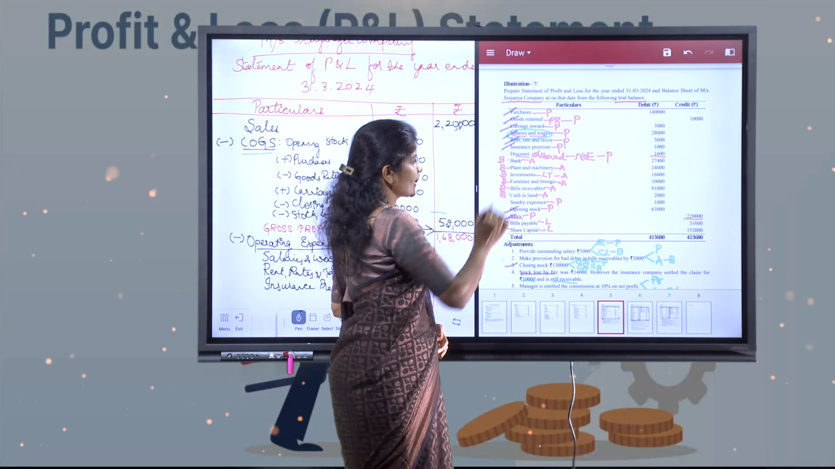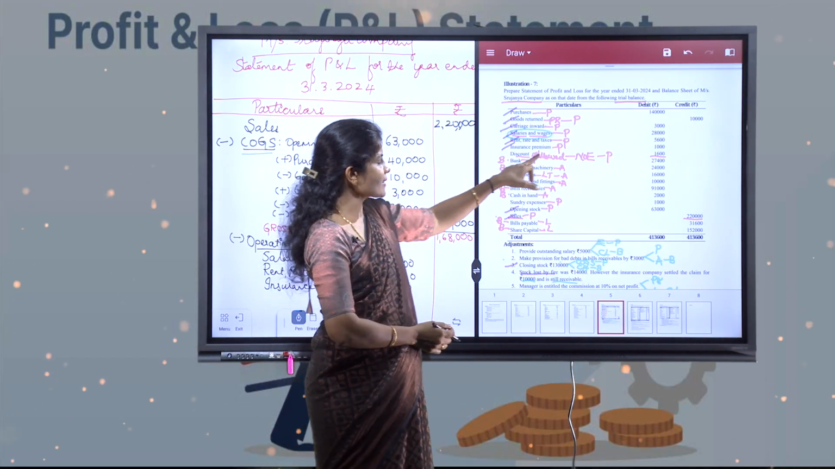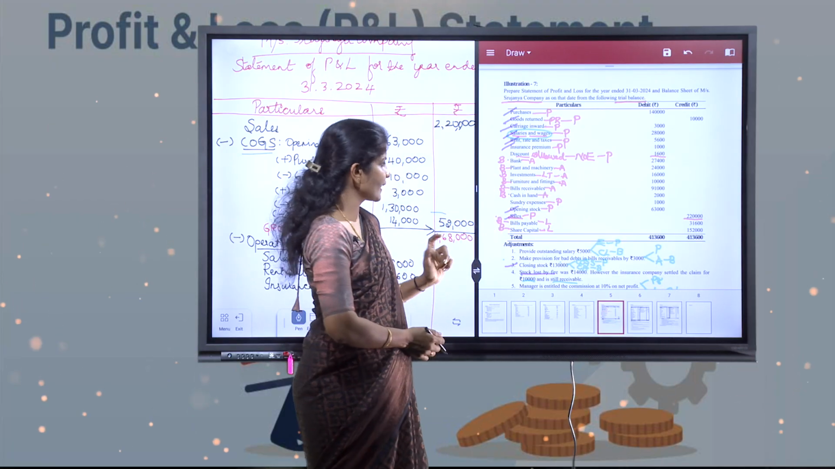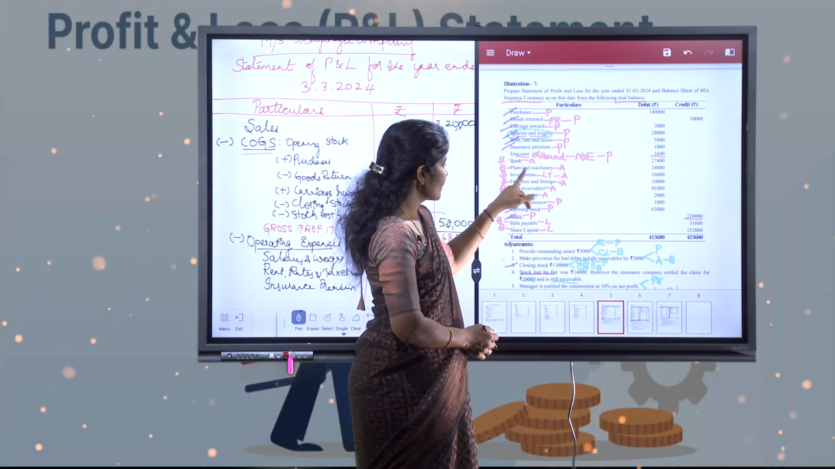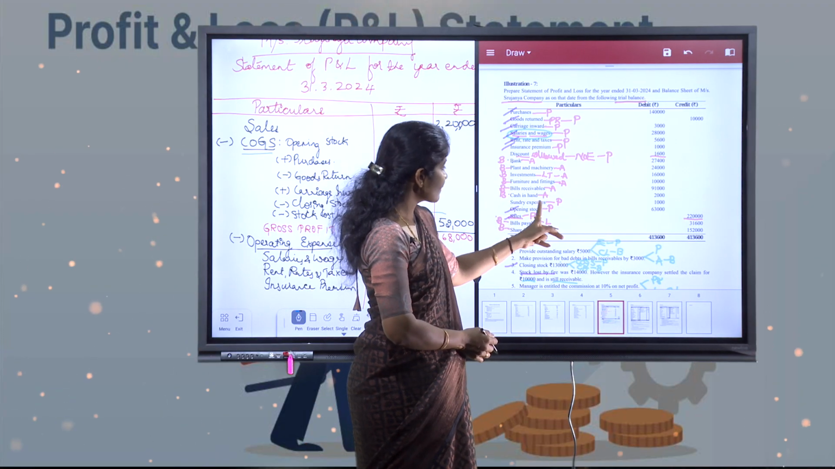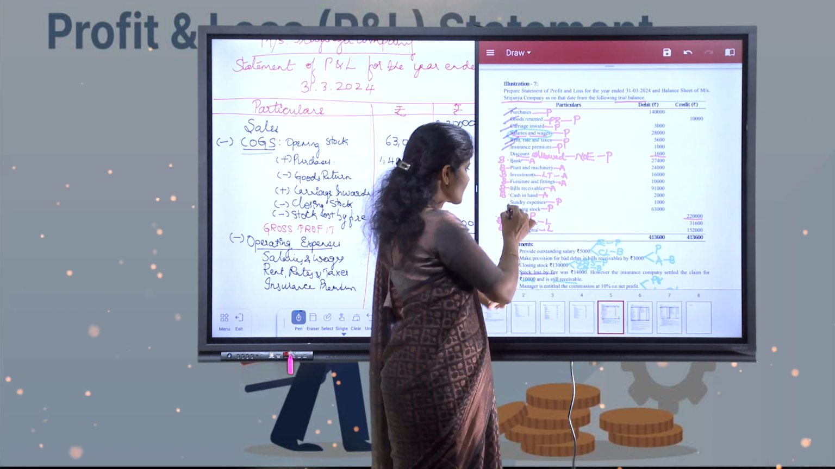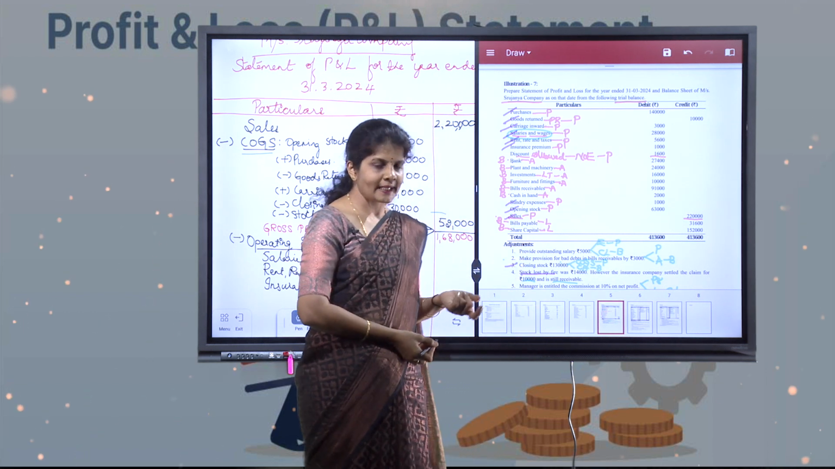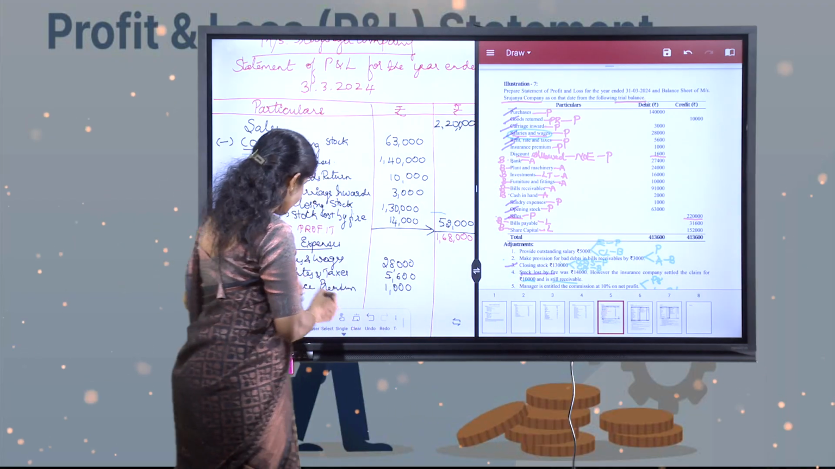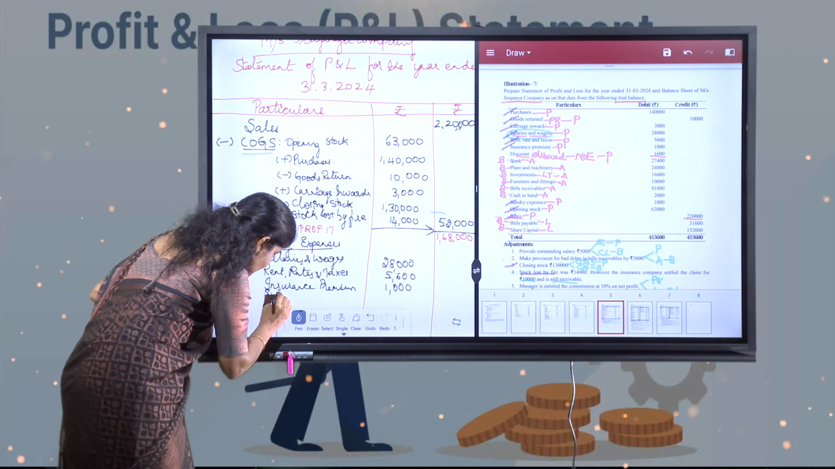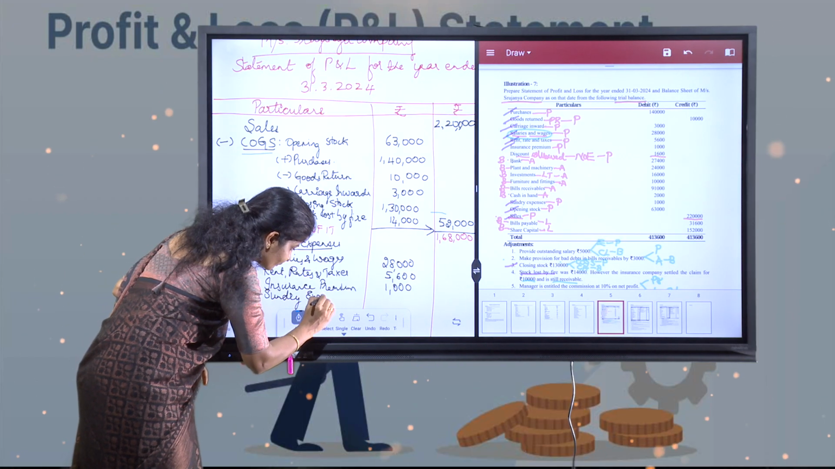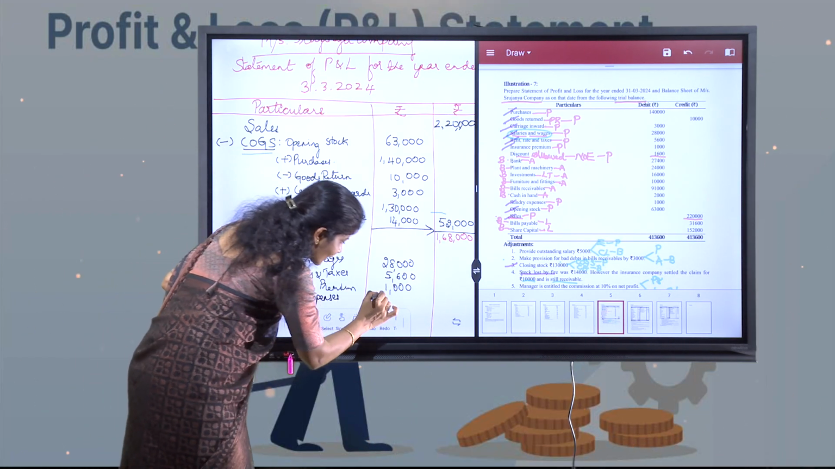Insurance premium 1,000. So discount, as I said, let us take this as a non-operating expense, not under operating expenses. Bank is an asset, plant and machinery, investment, all these are assets. Okay, sundry expenses. Look here, sundry expenses is also an operating expense. Amount of sundry expenses is 1,000.